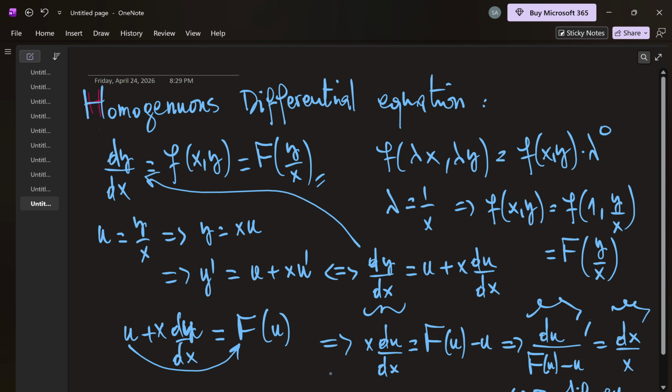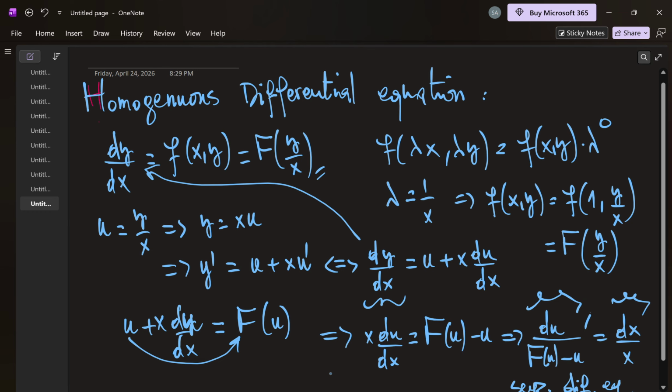Now, are there any questions till now? This is just a reminder to you about homogeneous differential equations. So now I will solve exercise number 2.